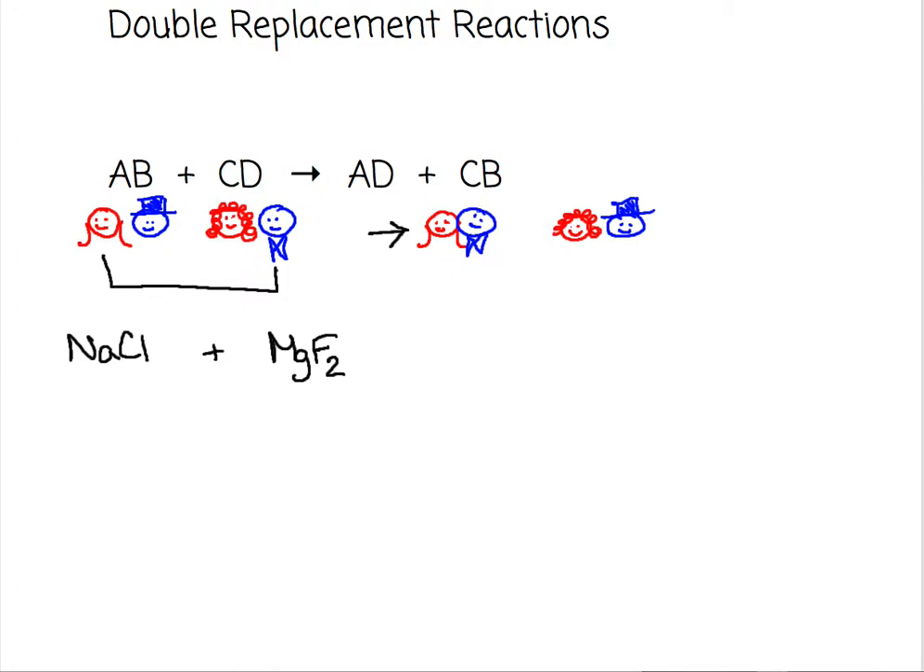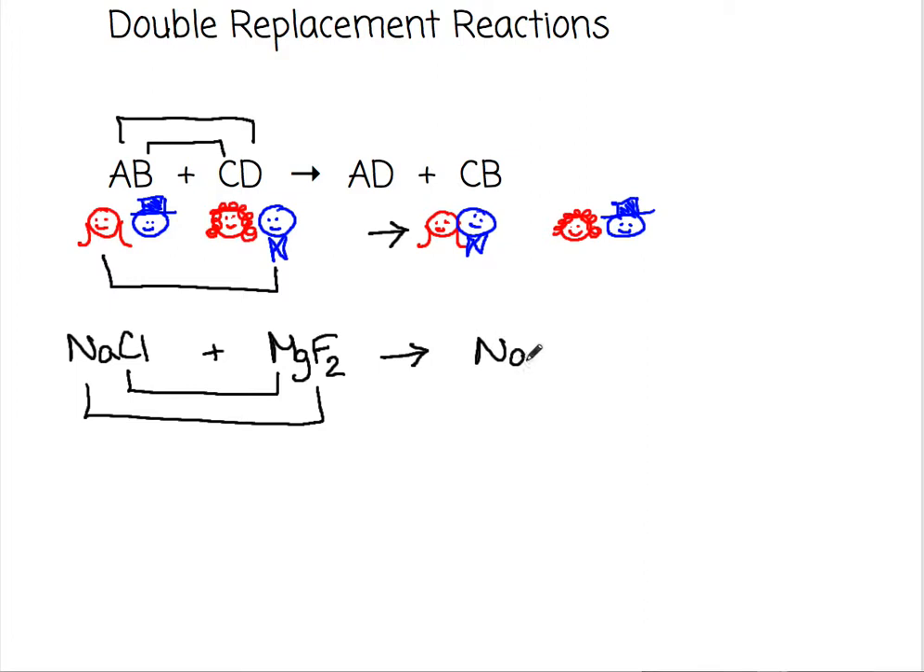Now look what's happening here. This girl and this boy are on the outside. Outside. A and D. C and B are on the inside. Outers will go with outers, inners will go with inners. So sodium will hook up with fluorine, and magnesium will hook up with chlorine. So we end up getting sodium and fluorine together.